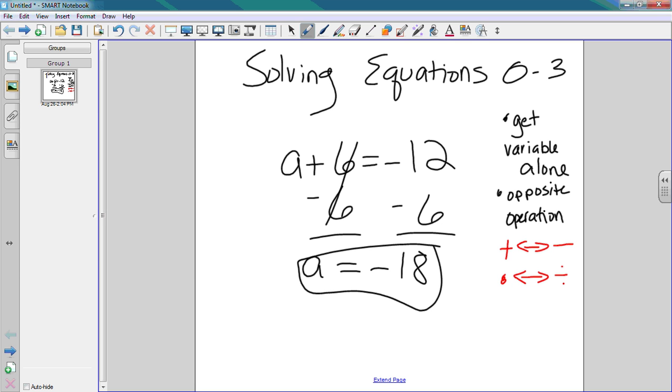That's a one-step equation. We did one step and we had the variable by itself. We know that a = -18. If I plug -18 in here for a, I'd get -18 + 6, which does give me -12. It's correct. Now, they get a little more complicated than that.